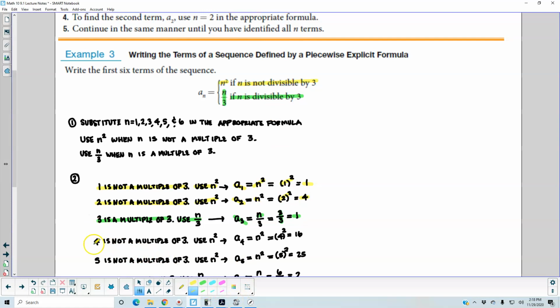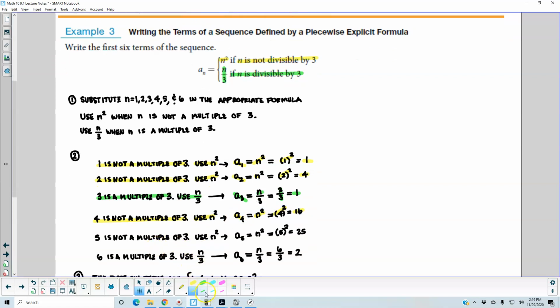Going back to now 4, 4 is not divisible by or a multiple of 3. So we're going to use n squared. So for the fourth term, n equals 4, and 4 squared is going to give us 16. 5, the next number, is not a multiple of 3. And so therefore, we're going to use the formula n squared. So the fifth term is n squared, which is 5 squared, which gives us 25.